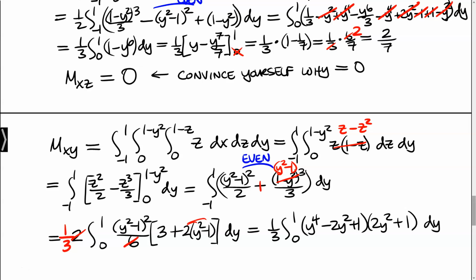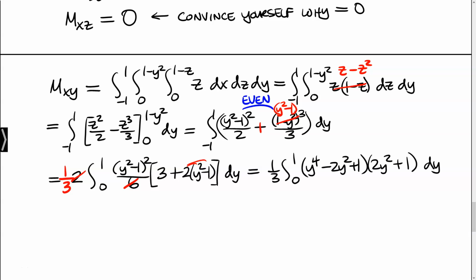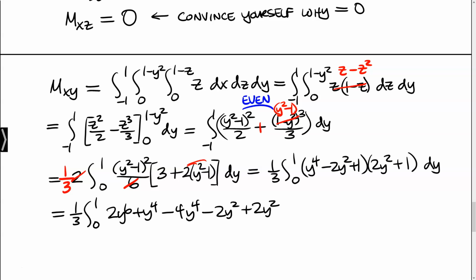Okay, now we just have to FOIL this out. Now, this seems like a lot, but I think it would be even worse if we tried to do the perfect square trinomial and the cube, and then combine all the terms. I mean, either way, it's not the best. Okay, so this is 2y to the 6th plus y to the 4th. We get a minus 4y to the 4th. We get a minus 2y squared plus 2y squared plus 1.